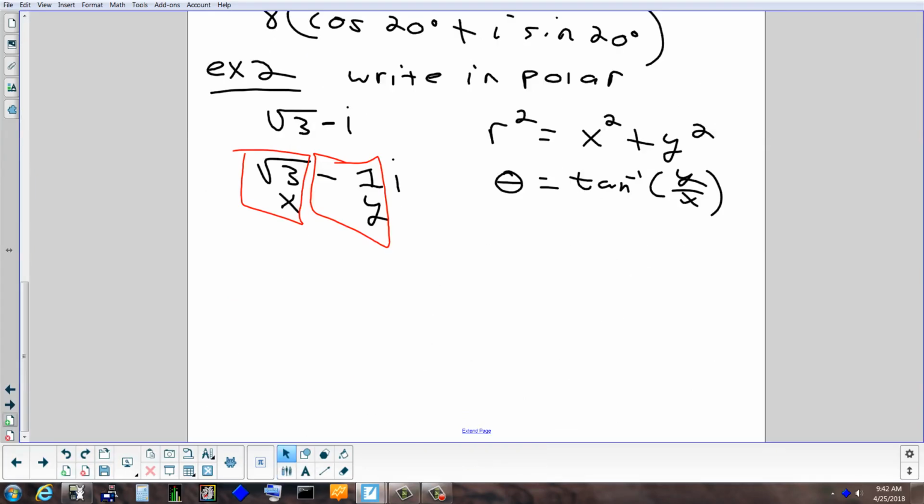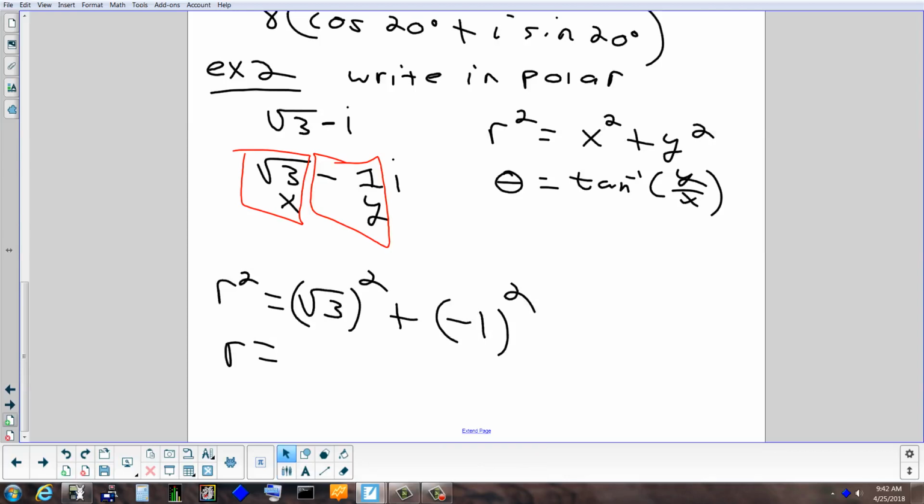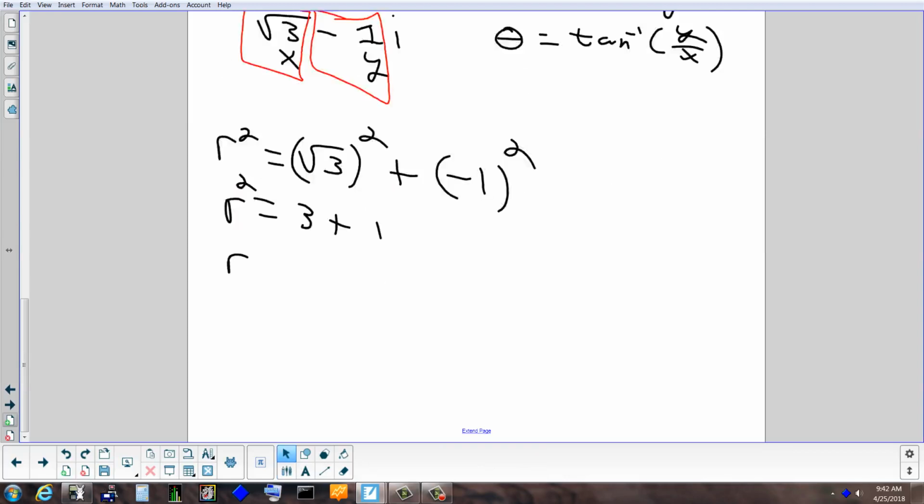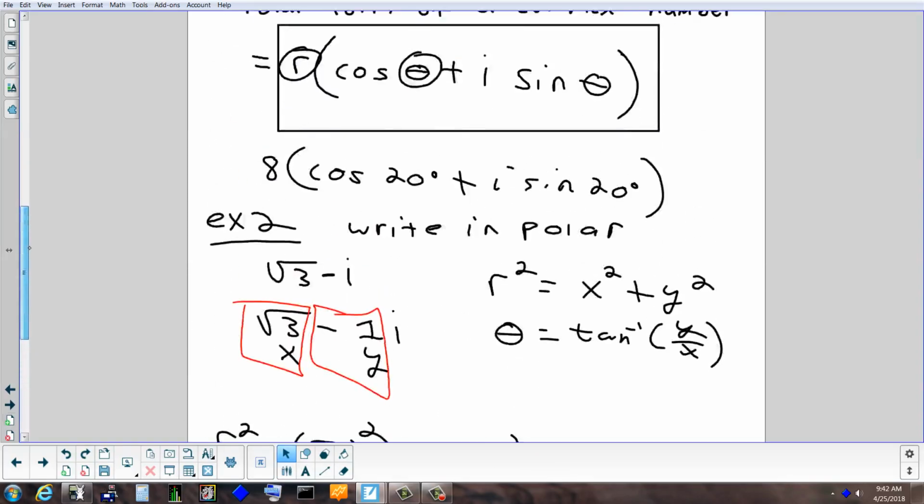All right, so let's see what we get. R squared equals x squared plus y squared. Luke, what's the square root of 3 squared? 3. -1 squared is 1. So my radius squared is 4. So what's my radius? 2. Okay, and that's the first thing I need. Now I know R. Next thing I need is theta.